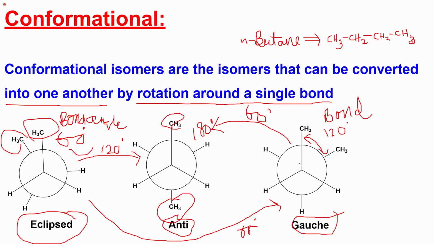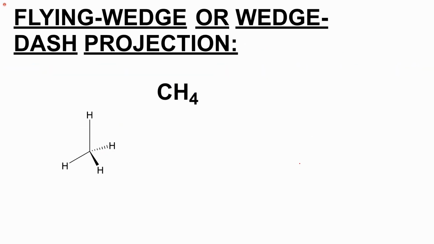Now, we'll go to the next one, that is the flying wedge or wedge dash projection. So let's say CH4. We know that CH4 is called methane. If somebody asks you, can you draw the flying wedge projection of the methane molecule, then you have to write in this way.